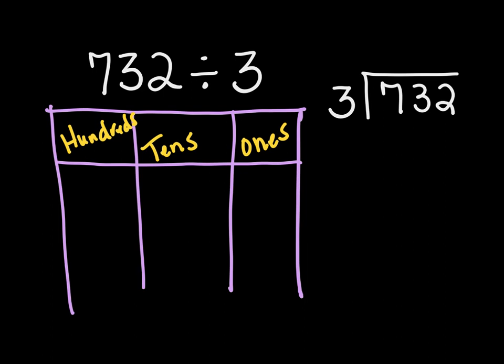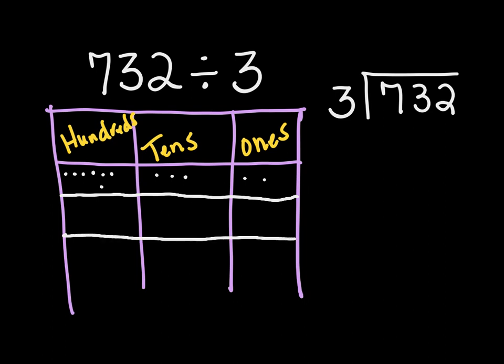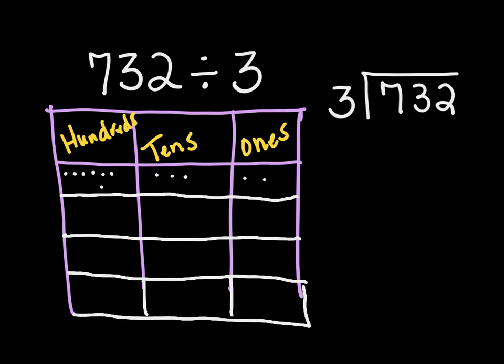All right, next one, 732 divided by 3. So I'm going to break up 732. We have 7 hundreds, and we have 3 tens, and we have 2 ones. And we're dividing by 3, so we want to make 3 equal groups. All right, and extend these lines. Okay, so now we have to separate the hundreds into 3 equal groups, and we know it's not going to work because it's 7. 3 doesn't go into 7, but it goes into 6. So we're going to have to give one of those hundreds to the tens.